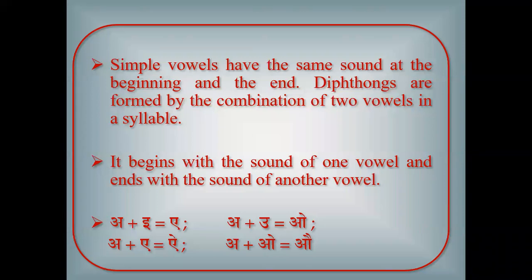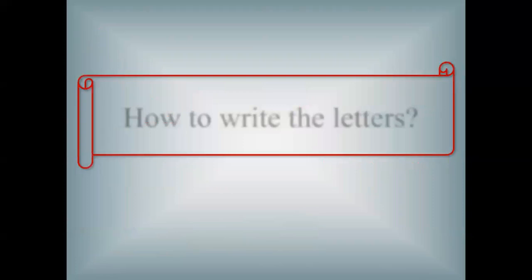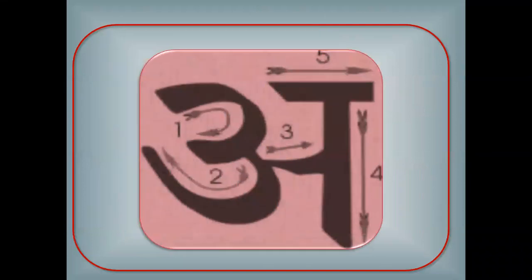Vowels are called Swaraha or Achaha. The others are called Vyanjanaha. Now, how to write these letters? First, let us see the vowels. First, let us see how to write the letter A. It's very simple. In the Devanagari script, in almost all the letters you will find a vertical stroke, and a stroke at the top. That is the T-shaped stroke.